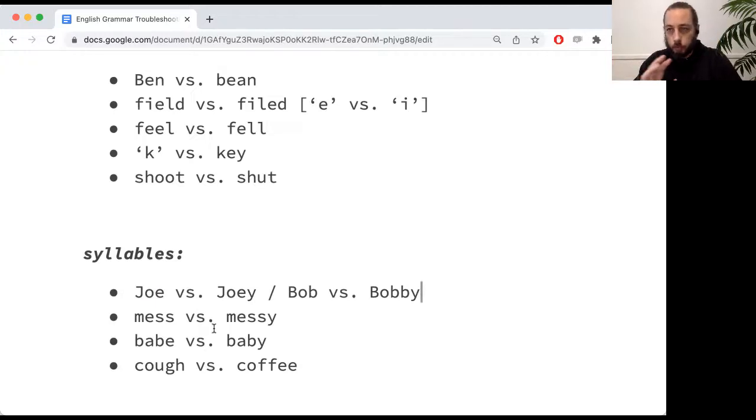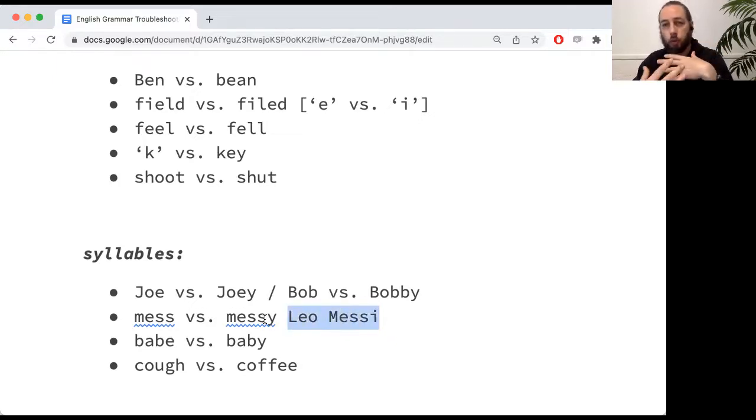So we can do the same principle in a number of different words. Here, next we have mess versus messy. This one with the Y you should be familiar with if you're a fan of football, where we have Leo Messi. In English, you pronounce his name the same as that word messy, which means disorderly, unclean a bit. So try that one again. Mess, messy.